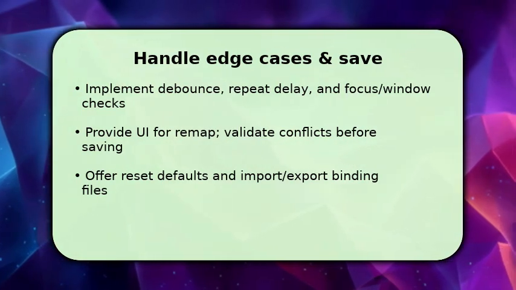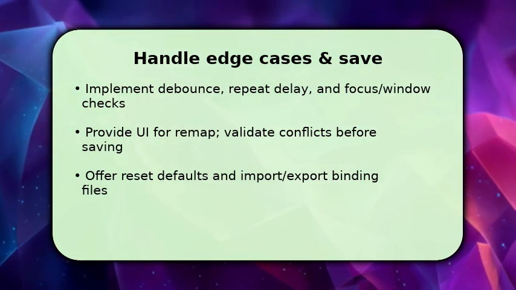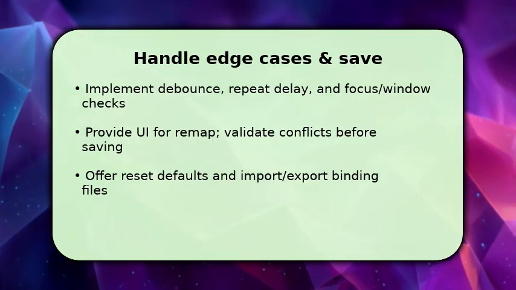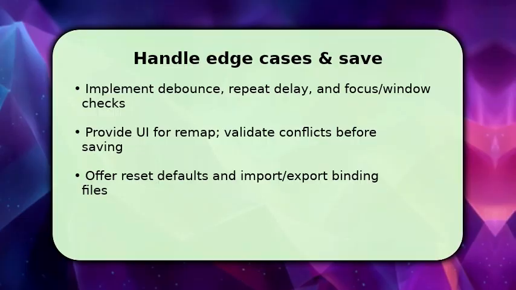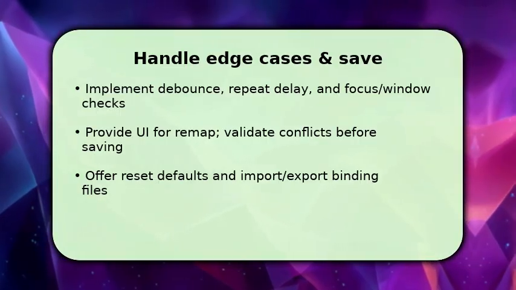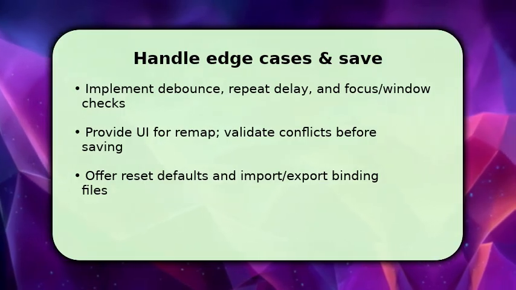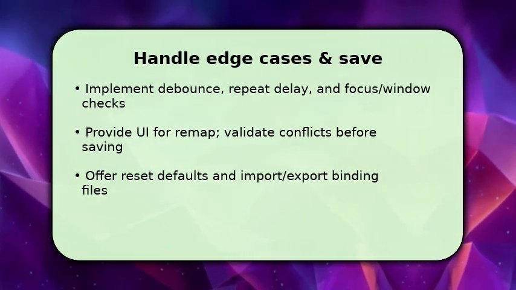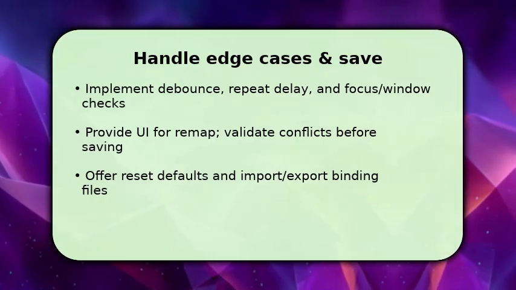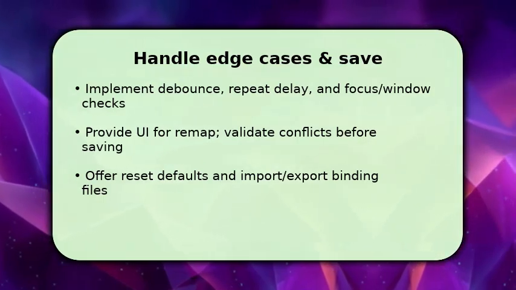Implement debounce and repeat delay logic, and ensure input only responds when your window or control has focus. This prevents accidental global triggers. Provide a remapping UI that detects and validates conflicts before committing changes. Once a user accepts, serialize bindings to disk and support reset defaults plus import/export.